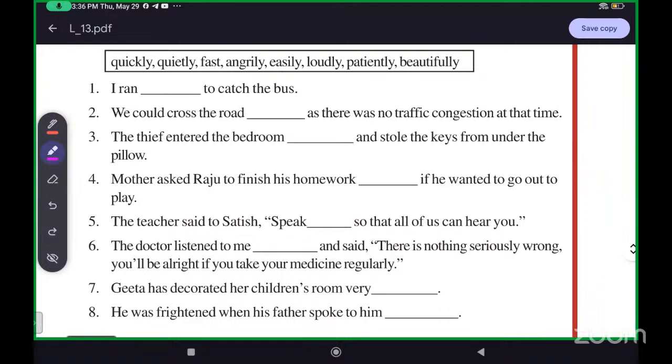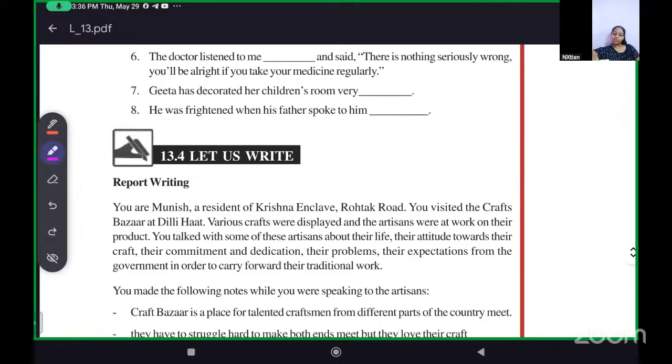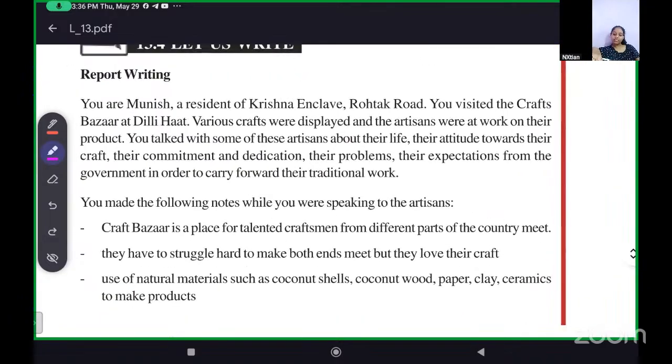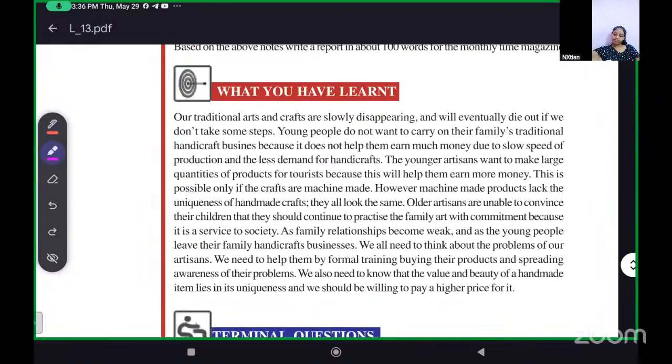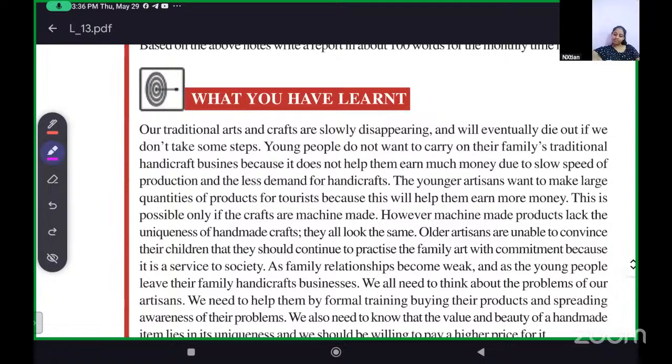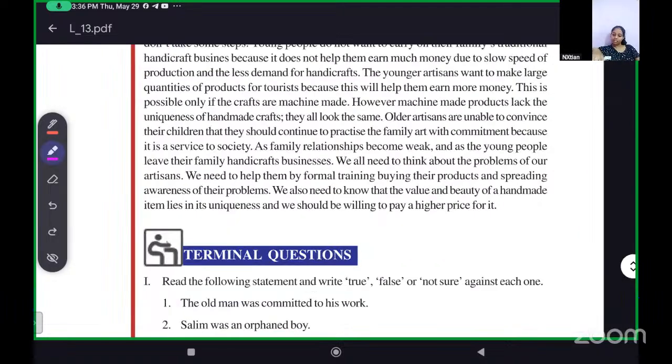Geeta has decorated her children's room very beautifully. Yes. And Megan, last one. He was frightened when his father spoke to him angrily. Yes. That's very good. We'll check this out later.